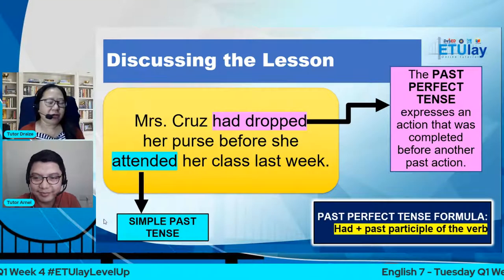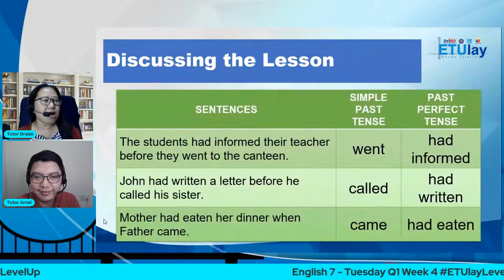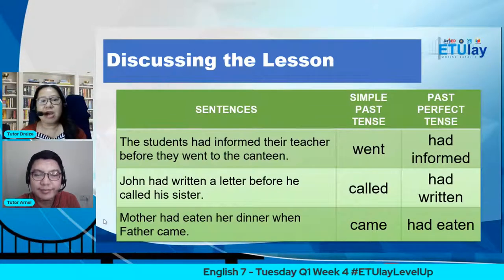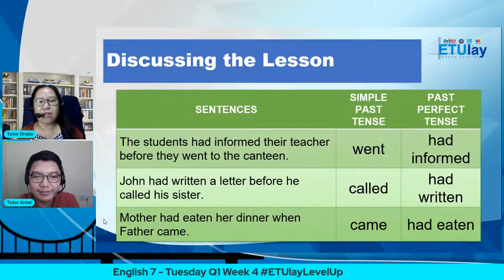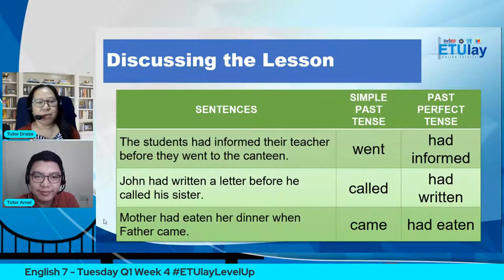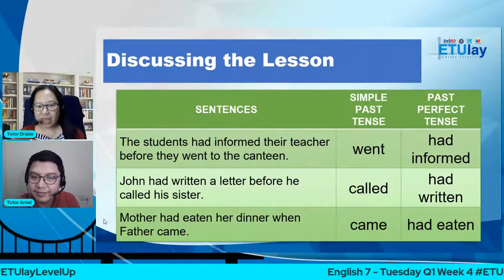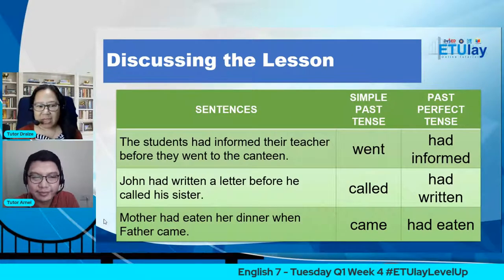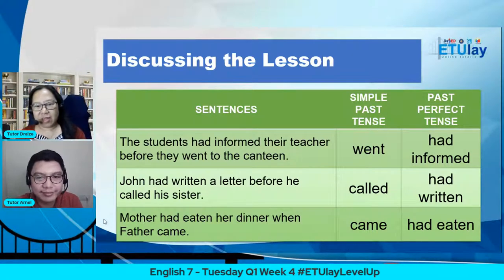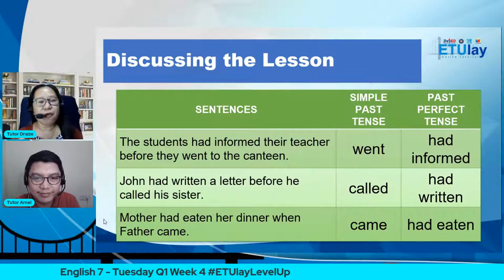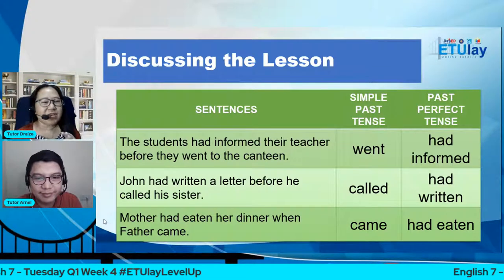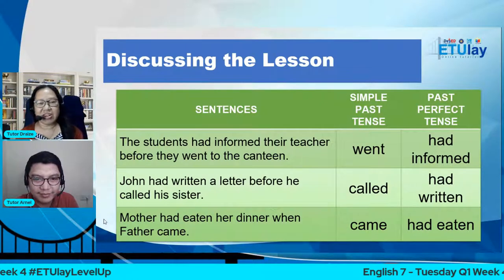Now we still have some more examples here, so you will not get confused. Let's say, for example, the students had informed their teacher before they went to the canteen. So we have two verbs. First is went, that would be your simple past tense. And for the past perfect tense, we have had informed. Can you give the second and the third examples, Tutor Nell? All right.